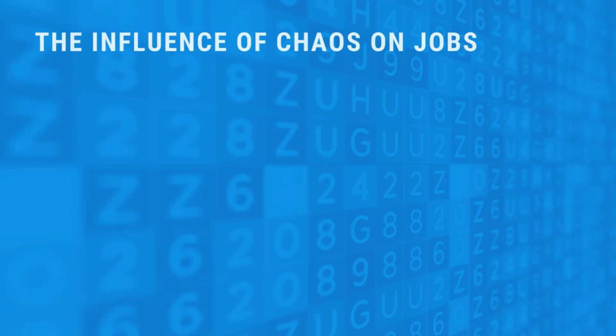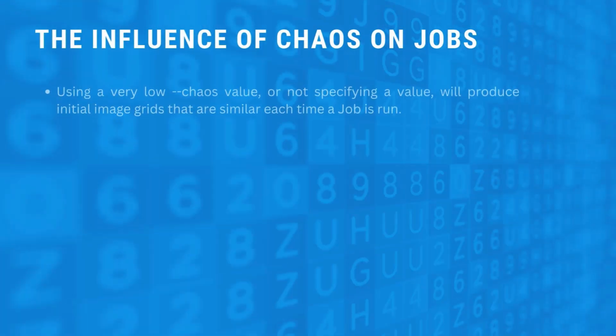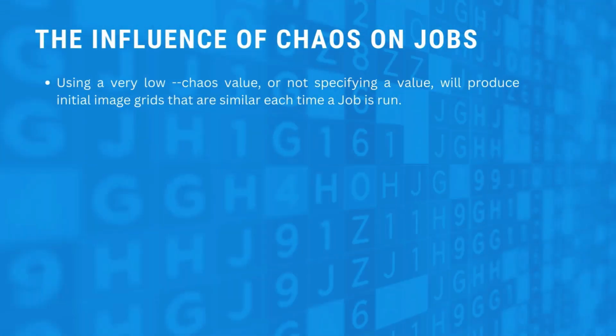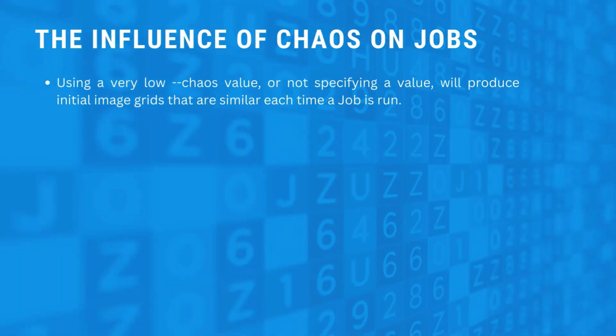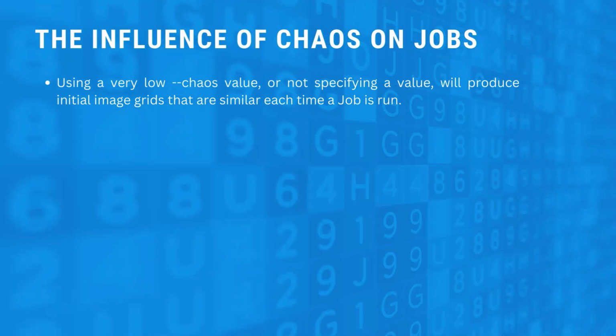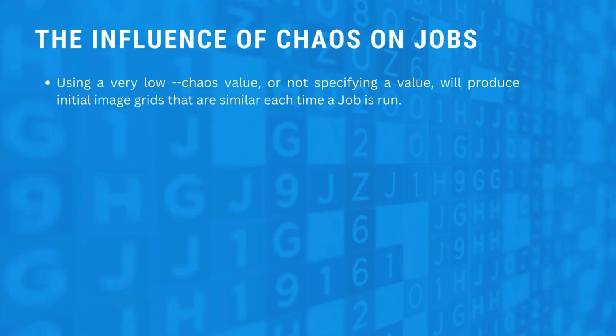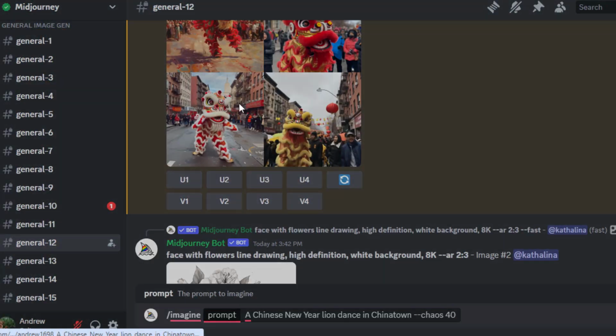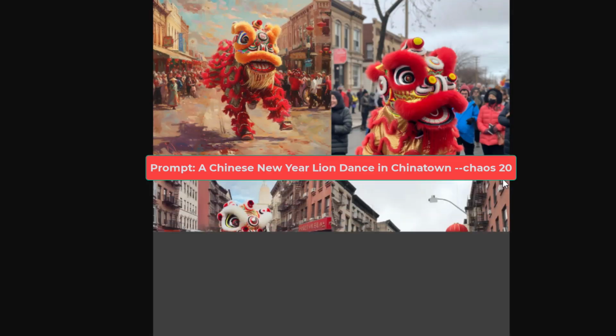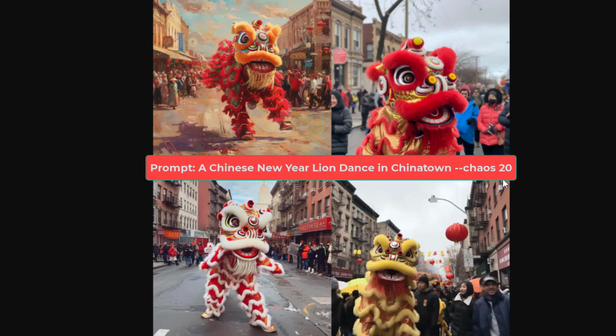The influence of chaos on jobs. Using a very low --chaos value, or not specifying a value, will produce initial image grids that are similar each time a job is run. And here I will use the prompt, a Chinese New Year lion dance in Chinatown, with varying ranges of chaos between 0 and 100 in 20 unit increments.